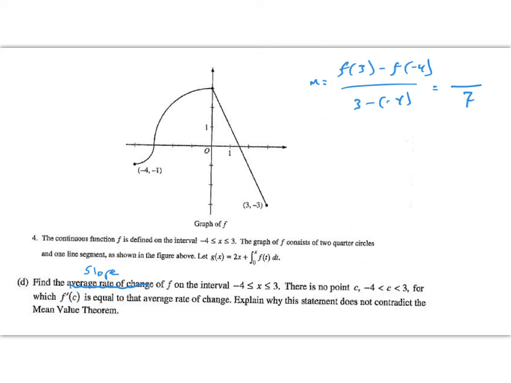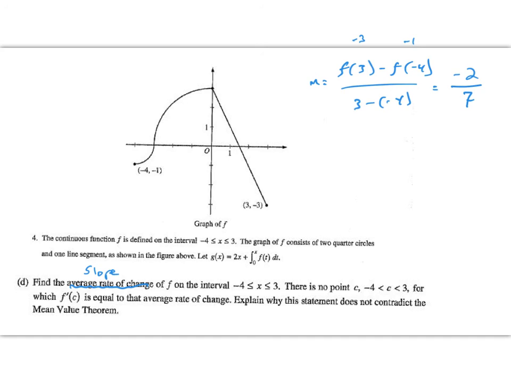Now where do I get f of 3 and f of -4? Well, from the graph, of course. Here is f of 3. It's negative 3. Woohoo, that was easy. Where is f of negative 4? Right there. It is negative 1. So a little bit of math later, I'm going to come up with negative 2 over 7 for the slope. Now let's review what the mean value theorem says to help us answer this second part.